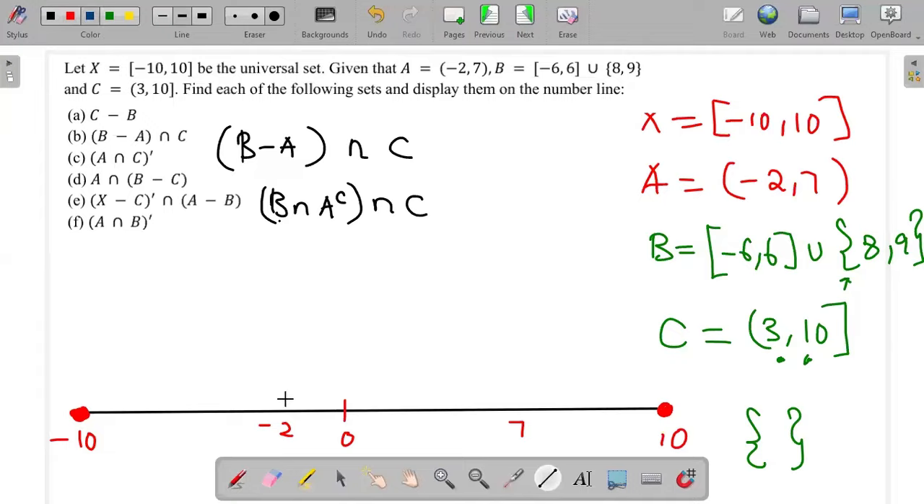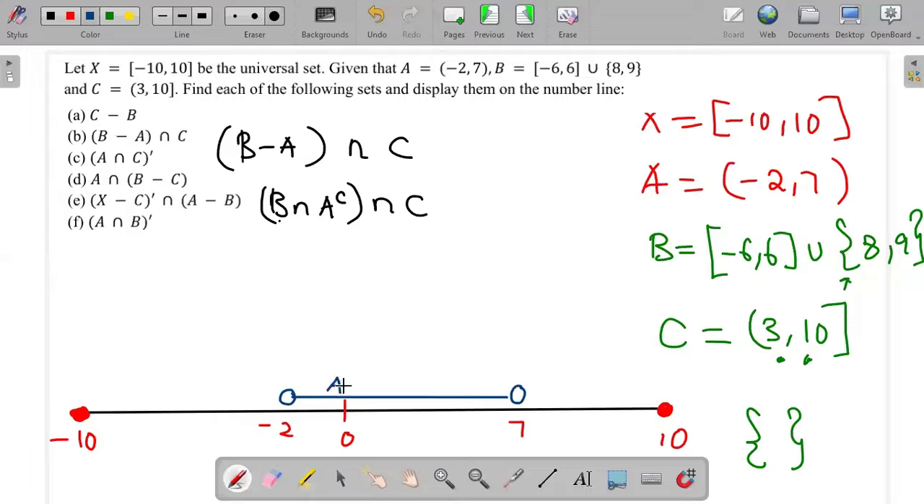So the set A is from -2 to 7, and the -2 and 7 are not included. So I'm just going to draw a straight line here. Okay, so the -2 is not included, I put an open circle. And then the 7 again is not included, I put an open circle. So this part here that I've shown is my set A.